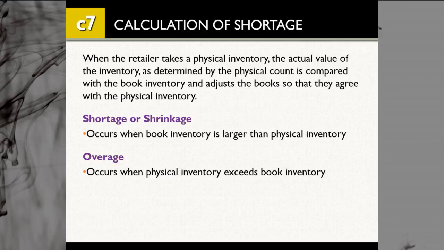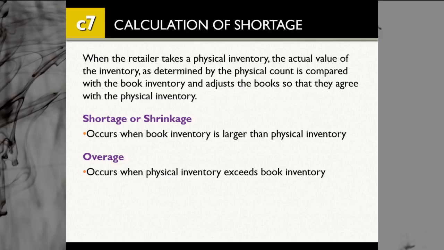When the retailer takes a physical inventory, the actual value of the inventory as determined by the physical count is compared with the book inventory, and the books are adjusted so that they agree with the physical inventory. But oftentimes you will see some differences between the physical inventory and your book inventory. At that time, you can call that either shortage or overage.